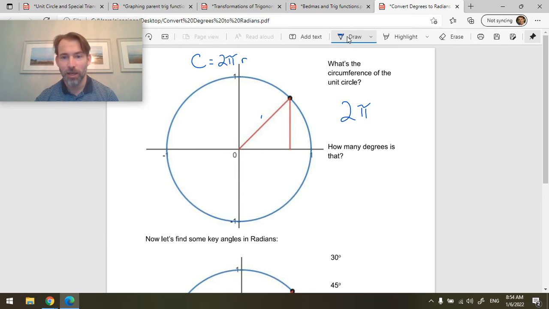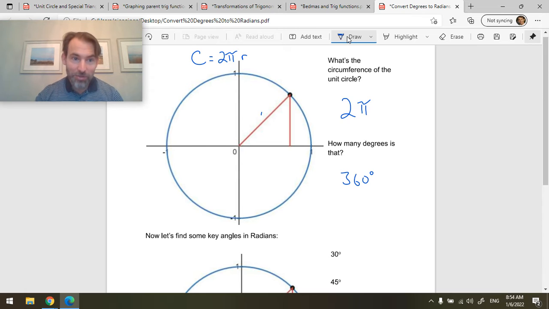Now, how many degrees is that? Well, we know that that's 360 degrees. Okay, there you go. Lesson done. 2 pi means 360 degrees. When we're measuring angles, this is the angle 45 degrees.